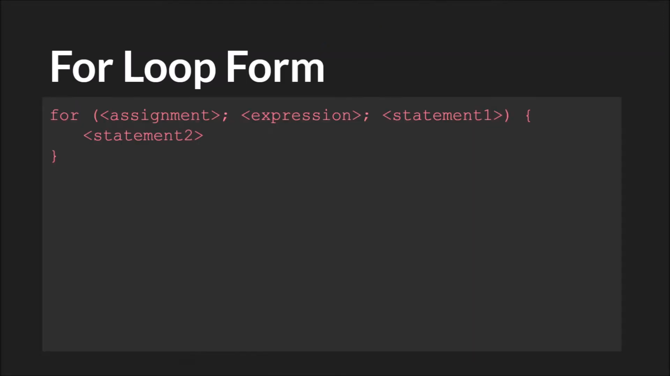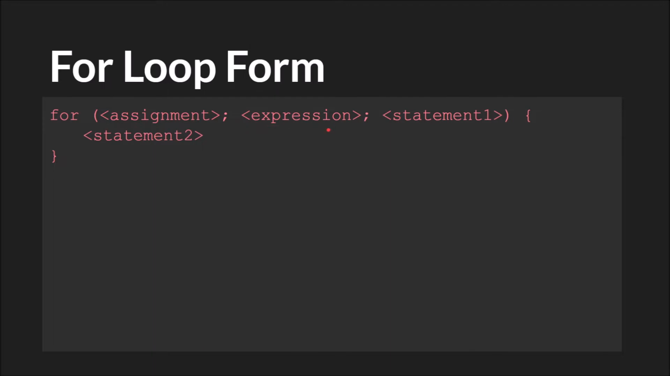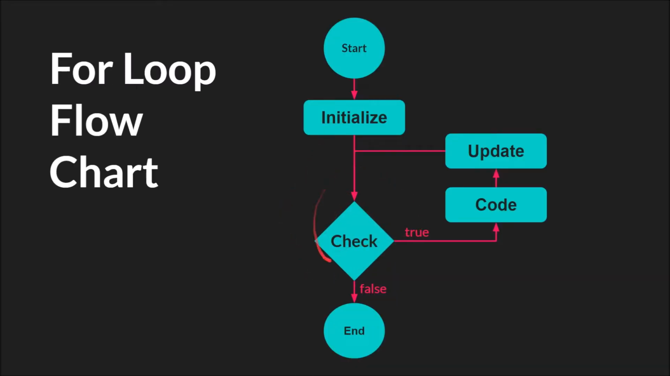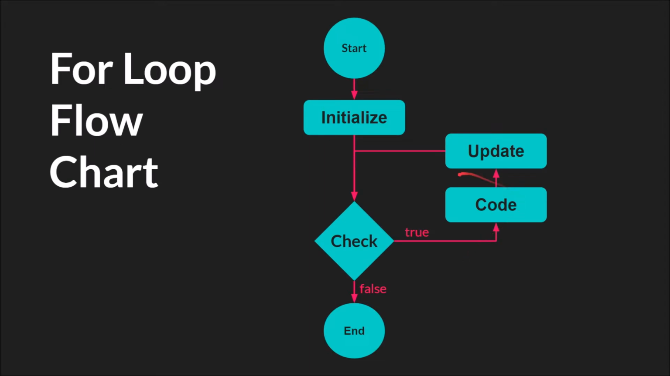The form of the for loop may look intimidating at first, but hopefully with the help of this chart, it will make sense. So here we have the first assignment. That's this initialization line here. Then we have the expression. This is the part of the for loop that is checked, the condition that is checked to see if the for loop continues. That's this check here. If it is true, this statement, or all the code in the block, will execute. And after this code executes, this statement will run. So that's the code in the block, and then the update.